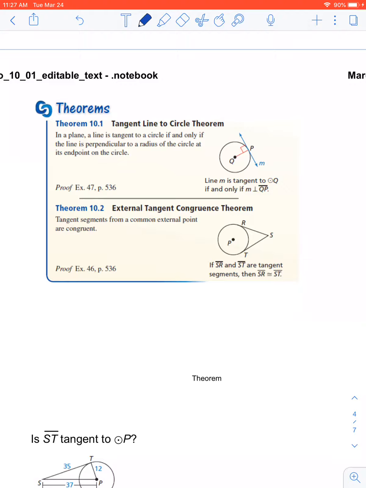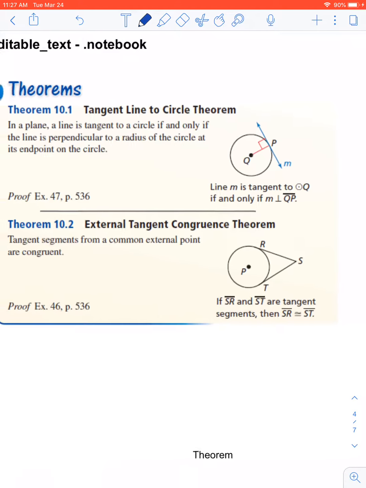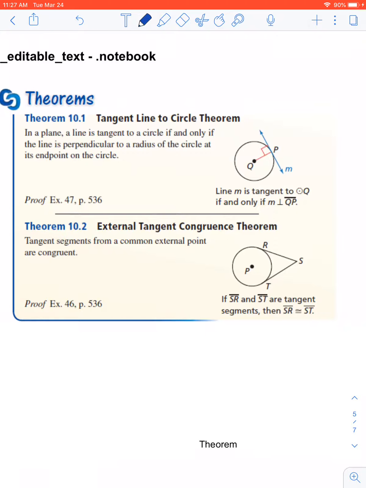So the first part of your homework is going to be to answer: is it a chord, is it a secant, is it a radius, is it a tangent, etc. The second type of question has to do with these two theorems. The tangent line to a circle theorem: what you need to know is that a radius and a tangent are perpendicular. Focus right here on this picture. Anytime you have a tangent and a radius, they should be perpendicular.